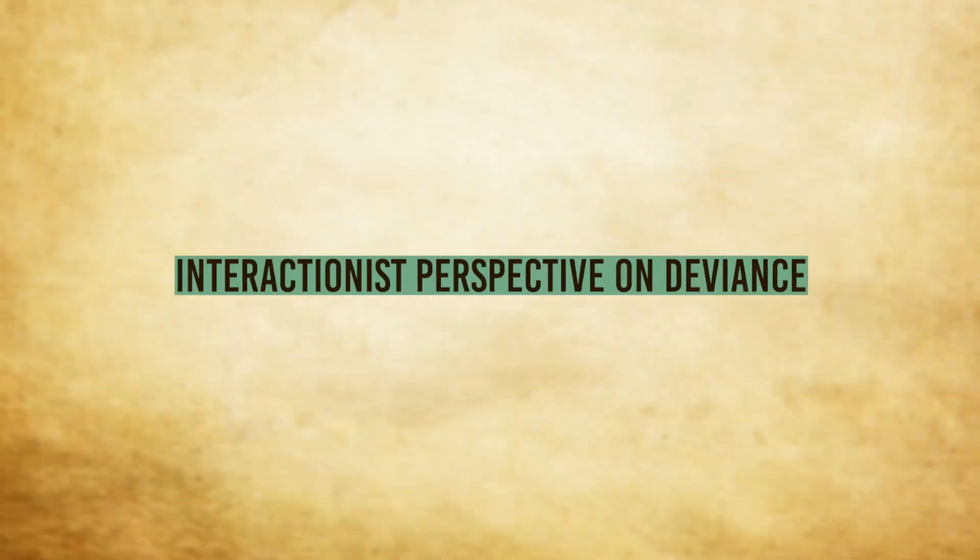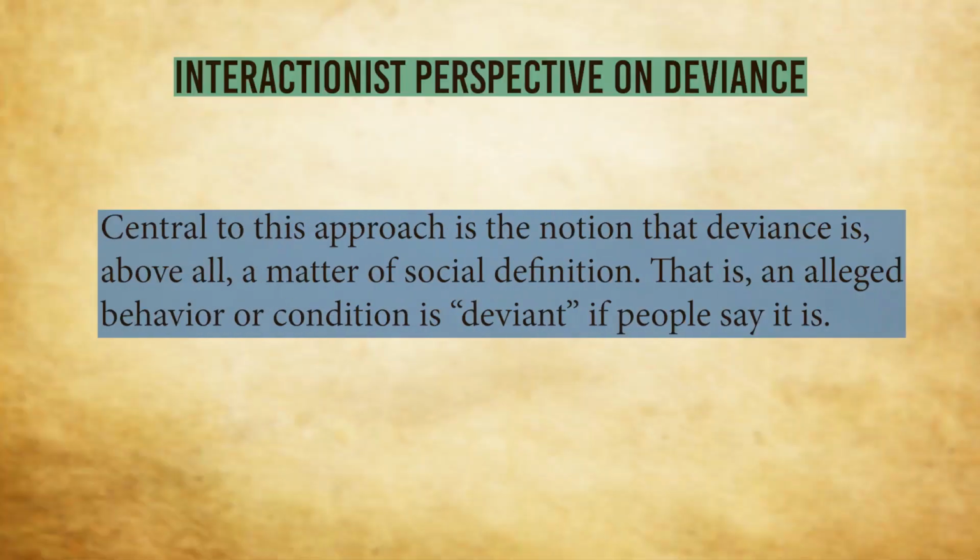We welcome you to Introduction to Sociology, and today we shall be doing the interactionist perspective on deviance. Now, the question is, what is the interactionist approach? We know that central to this approach is the notion that deviance is above all a matter of social definition. That is, an alleged behavior or condition is deviant if people say it is.